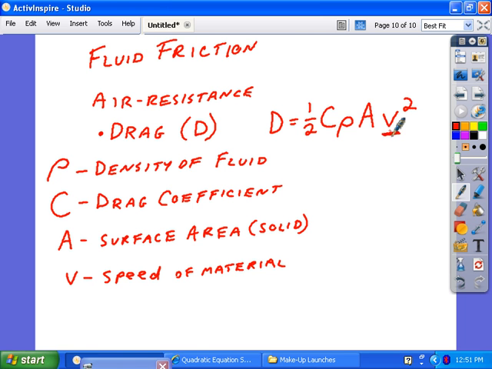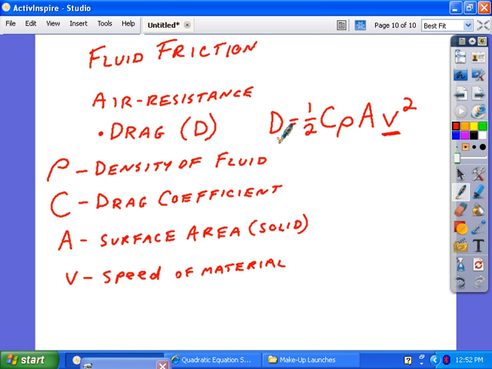So the more speed you have, the more drag you're going to have. Now, yes, the surface area, the coefficients, the density, that's all going to impact it. But this is going to impact it at a much greater rate. As you increase the velocity, that is going to greatly increase the drag.